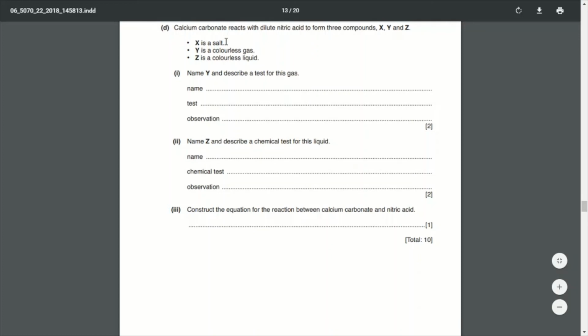So if we talk about this, water will be formed, that is H2O, simple water. A chemical test for it is that we can add copper sulfate, and the observation will be that the solution will turn from white to blue. That's all. Copper sulfate will be added, solution will turn from white to blue. That's all you need to write for chemical test and observation.